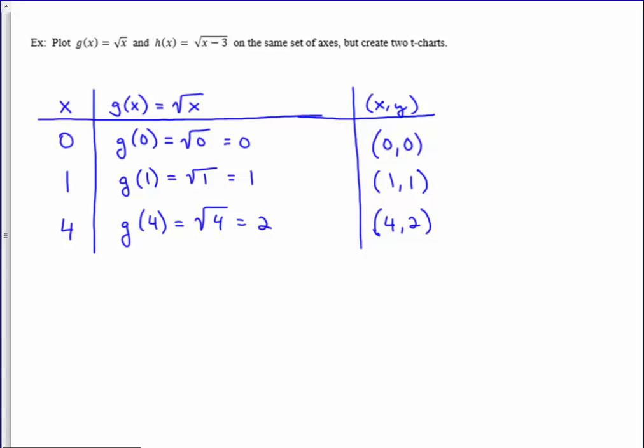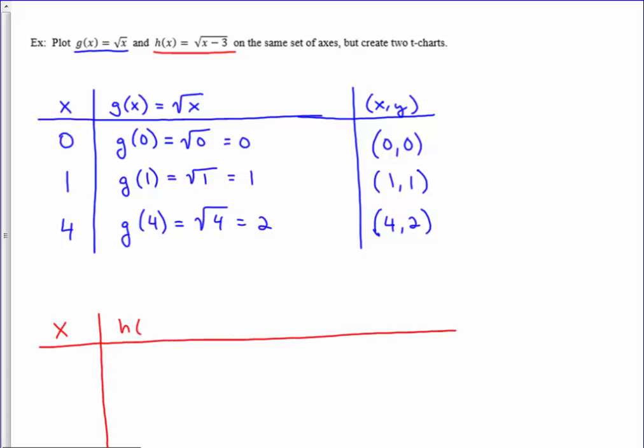Now let's make a t-chart for h of x. I've done g of x in blue. I'll do h of x in red. So we have x's. We have our function h of x equals square root of x minus 3, and then we'll have our ordered pairs x, y.